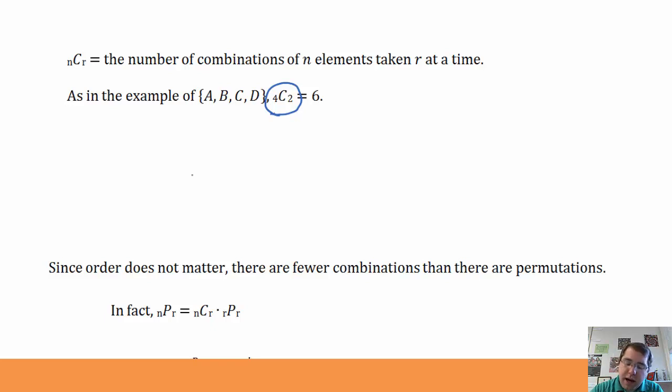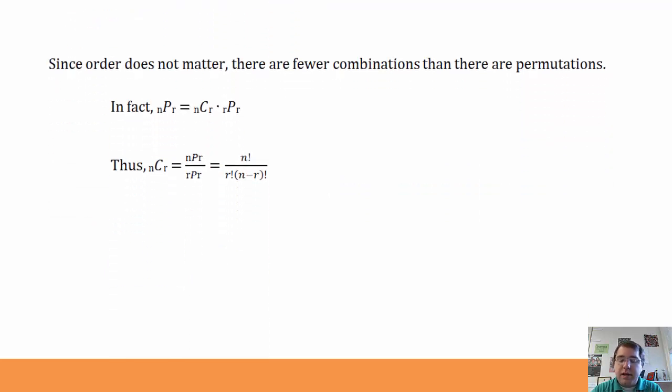Since order does not matter in combinations, there are fewer combinations than there are permutations, because some of those permutations get ruled out because they're just repeats of the same elements. So in fact, there is a very specific way that the numbers of combinations and permutations relate. The number of permutations is equal to the number of combinations times the permutations of r taken r at a time. Well, that was just r factorial, remember.